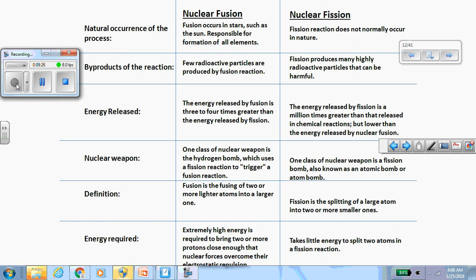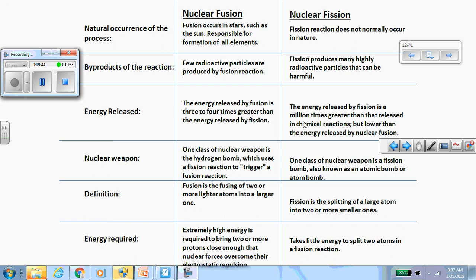Let's talk about fission. Fission is actually, instead of atoms coming together, when you are splitting a large atom into two or more smaller ones. It takes little energy in order to split atoms in a fission reaction, unlike a fusion reaction, which takes extremely high energy.